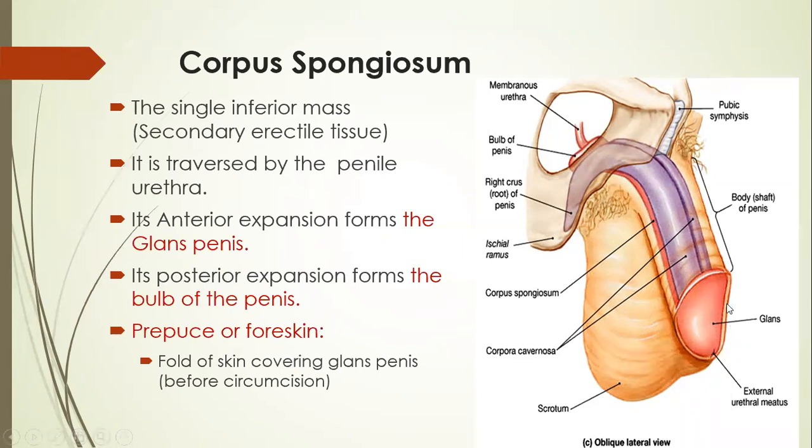Then prepuce or foreskin, the skin which is in front of this glans, is called the foreskin or prepuce. It is a fold of skin covering the glans penis before circumcision. So during circumcision, this prepuce or the foreskin is removed.